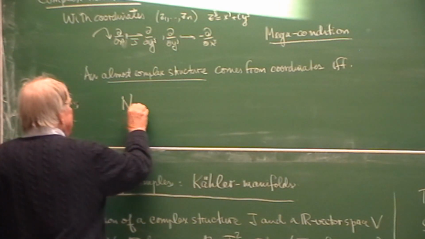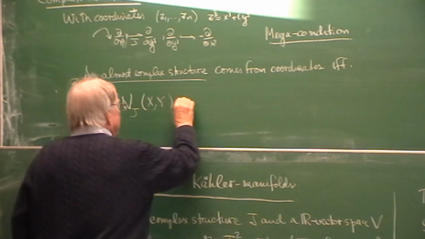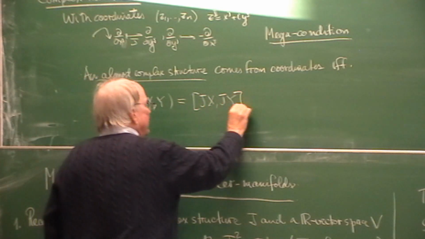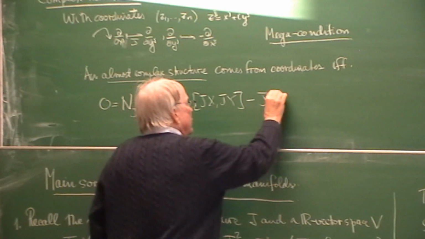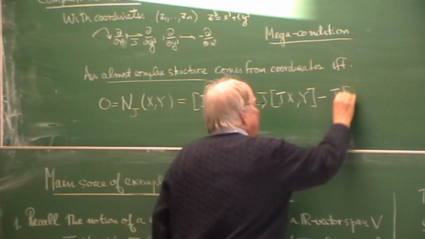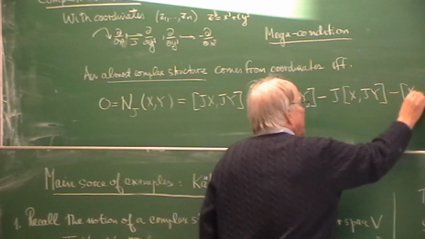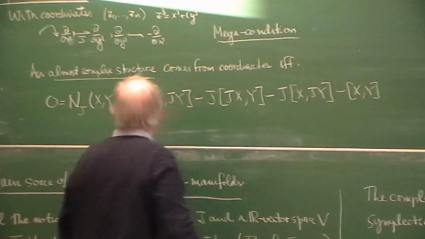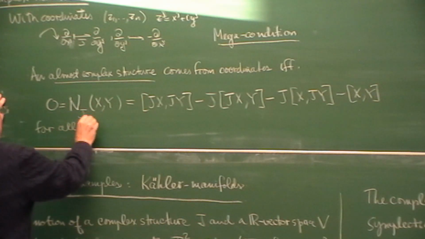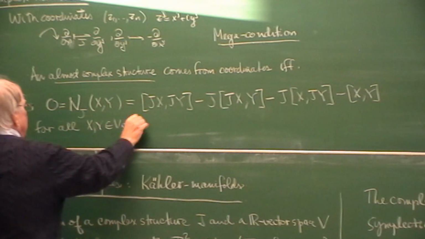The Nijenhuis tensor of J is 0, and you apply that to two vector fields X and Y, and you see what happens when you take the bracket of X and Y, and you compare that to this. There's really a logic behind this, but I don't want to get into it now. The bracket of JX, JY minus the bracket of X, Y vanishes for all X, Y vector fields in the manifold.